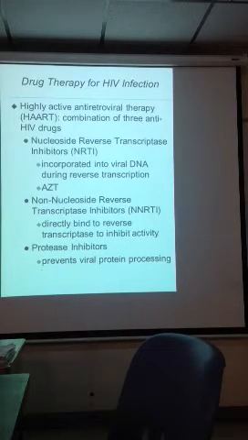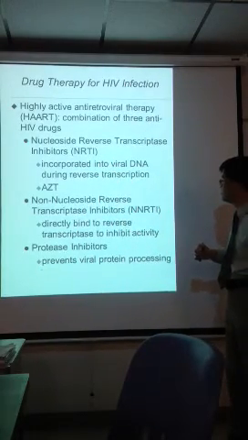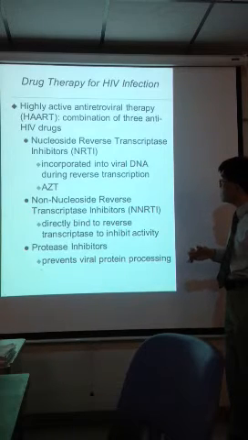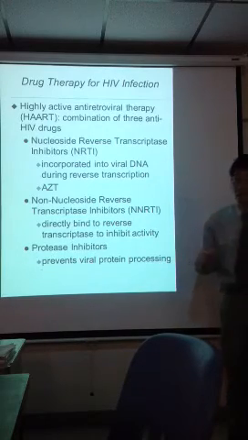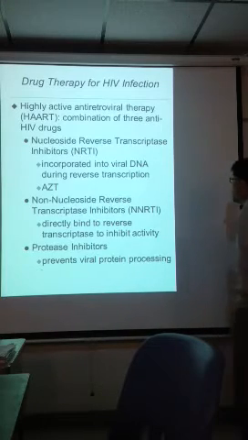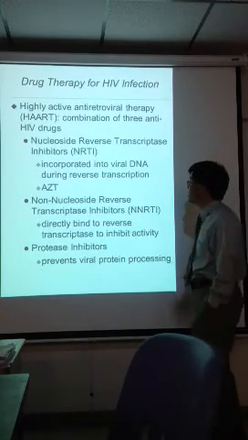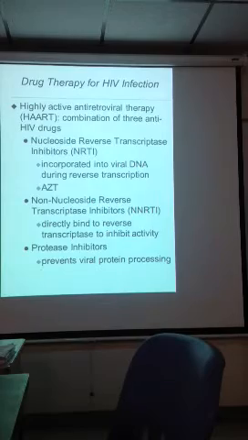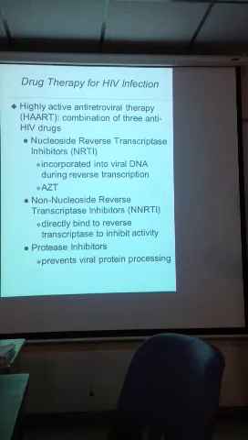One would be a reverse transcriptase inhibitor. So remember, we talked about one type of reverse transcriptase inhibitor. It's called AZT. So AZT is one of the first big anti-HIV drugs. That's a reverse transcriptase inhibitor. How this inhibitor works is that it gets incorporated into the viral DNA during reverse transcription. So it puts in this nucleotide analog into the viral DNA, and then that prevents the DNA from being used.